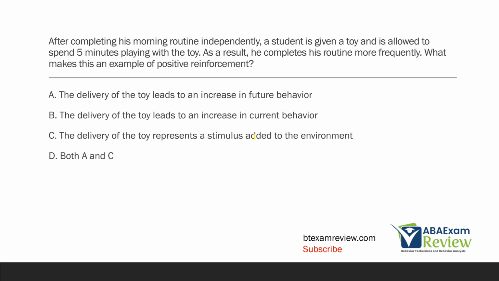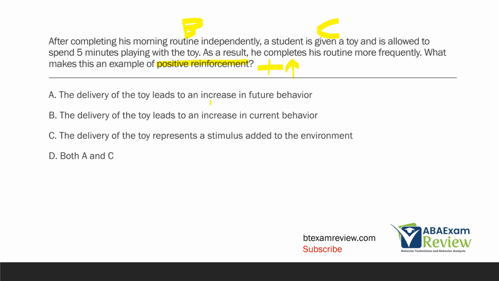After completing his morning routine independently, a student is given a toy and is allowed to spend 5 minutes playing with the toy. As a result, he completes his routine more frequently. What makes this an example of positive reinforcement? So in this consequence question, the question is actually telling us off the bat that this is positive reinforcement. As we know, positive reinforcement means we're adding something that is increasing behavior. In this case, once the routine is completed, the student is given the toy and plays 5 minutes with the toy. So if completing the morning routine is the behavior, the consequence is being given the toy and then playing with the toy. Now, the question wants to know how this in particular is positive reinforcement.